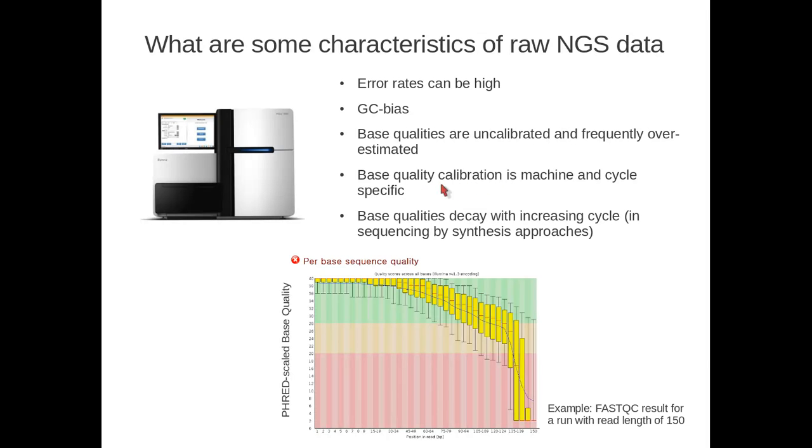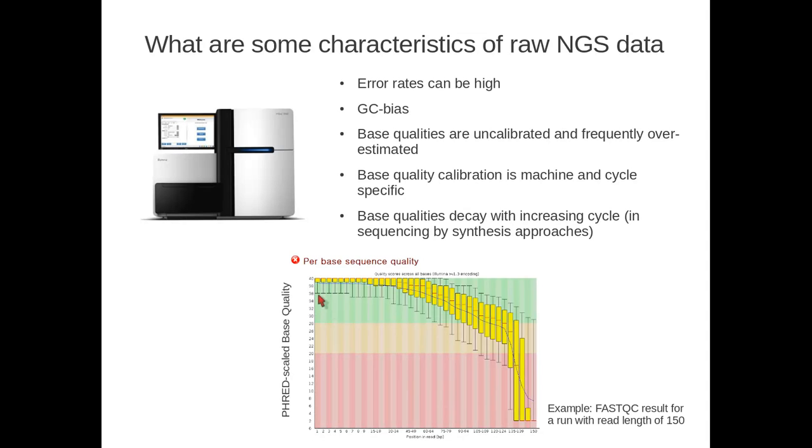Base qualities, however, even though uncalibrated, are very useful because we think that most of the time they're probably close to being correct. But one thing that we noticed very clearly in virtually all, at least Illumina runs, is a pattern like this. Here we have the Phred-scaled base quality. A 40 means a 1 in 10,000 probability of an error.